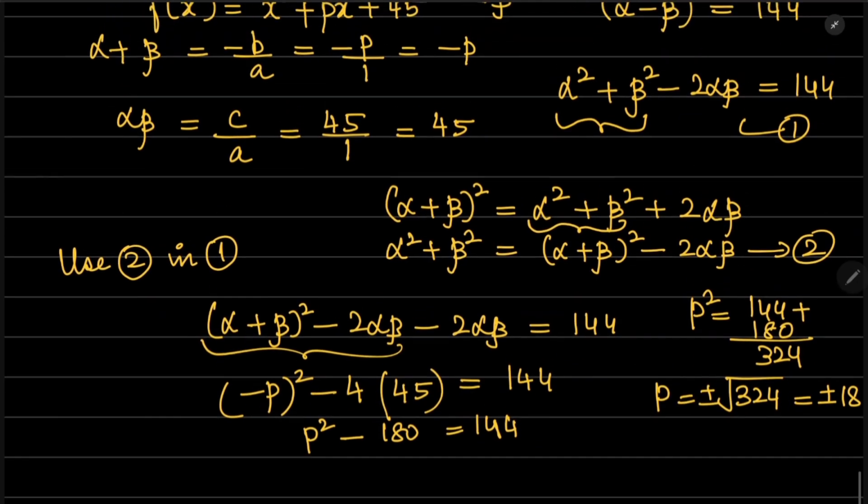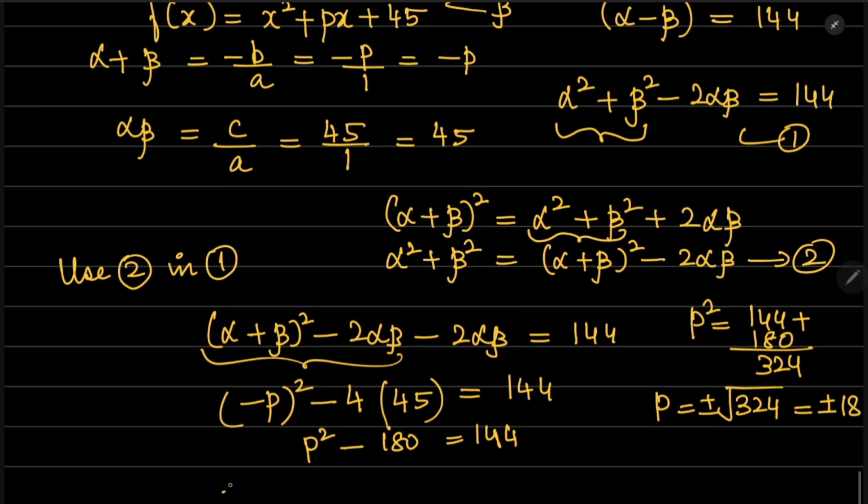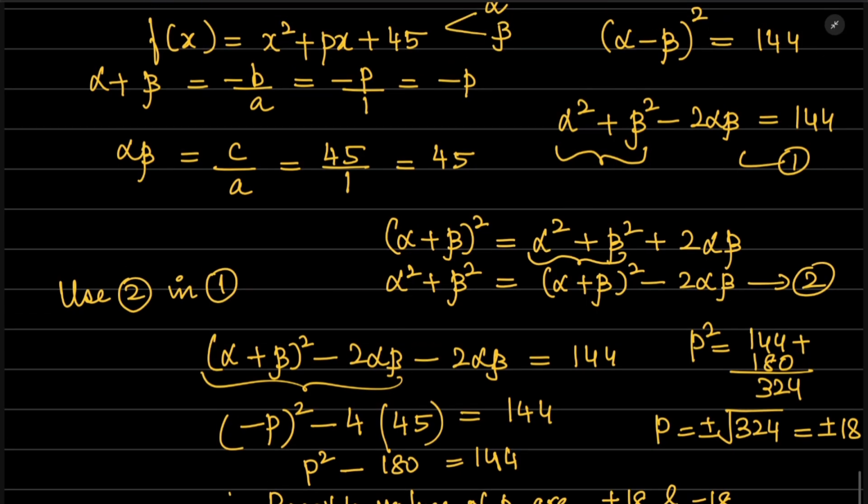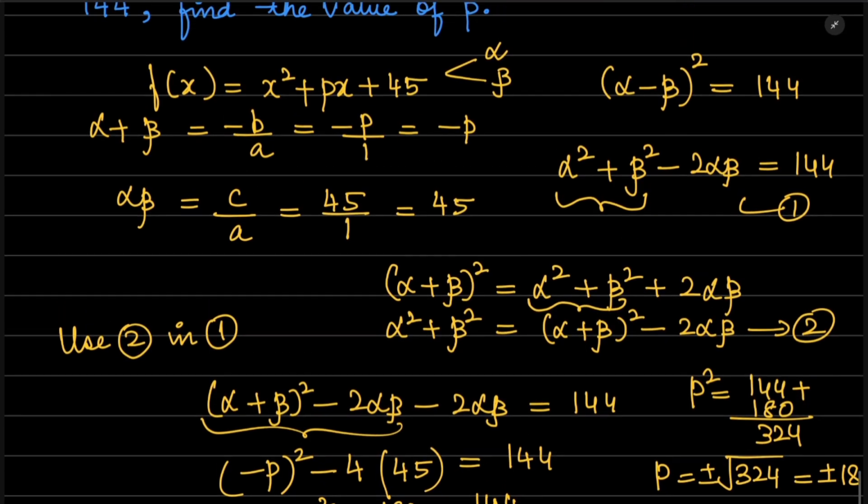You are asked to find the values of p, so you have to write the answer at the end. Therefore, the possible values of p are plus 18 and minus 18. This is your final answer. Whenever you have a square root, you should always write it in terms of plus and minus. Please do this problem and see.